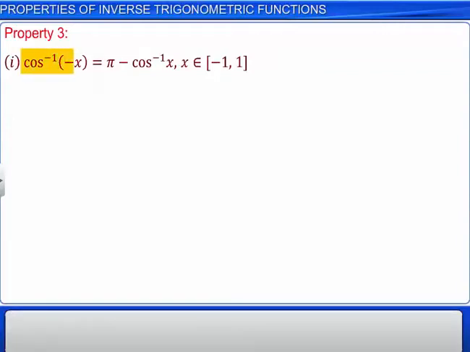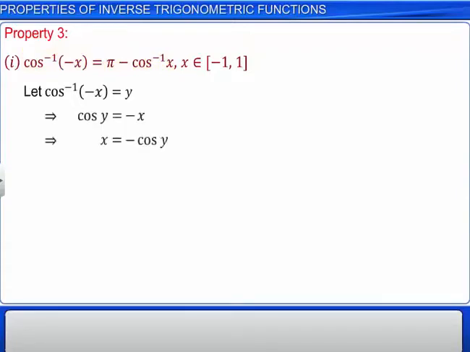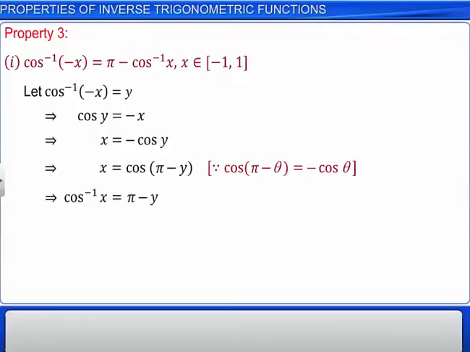Cos inverse of minus x is equal to pi minus cos inverse x. Let us assume cos inverse of minus x is equal to y. This implies cos y is equal to minus x, or x is equal to minus cos y. Further, minus cos y can be written as cos of pi minus y, since cos of pi minus theta is equal to minus cos theta. This can be written as cos inverse x is equal to pi minus y.